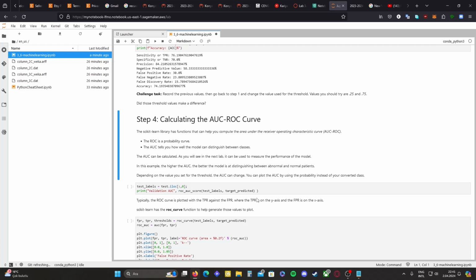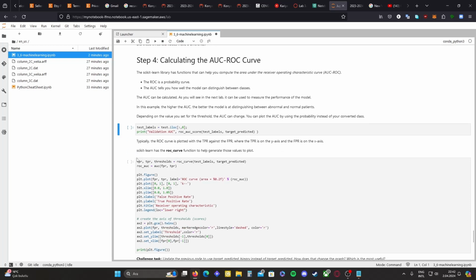The scikit-learn library has functions that help compute the area under the receiver operating characteristic curve. The ROC is a probability curve. The AUC tells how well the model can distinguish between classes. The AUC can be calculated as we will see in the next lab. It can be used to measure the performance of the model. In this example, the higher the AUC, the better the model is at distinguishing between abnormal and normal patients. Depending on the threshold, the AUC can change.